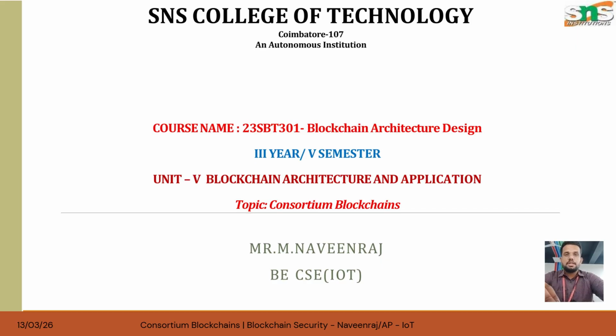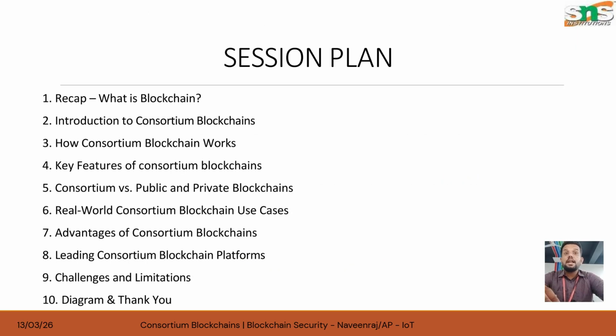Today we are going to discuss the topic Consortium Blockchain. This is one of the types of blockchain. Consortium blockchain is a permissioned and semi-centralized, decentralized distributed ledger system where multiple trusted organizations collaboratively manage, validate and control the blockchain network. So this is the wonder of the Consortium blockchain.